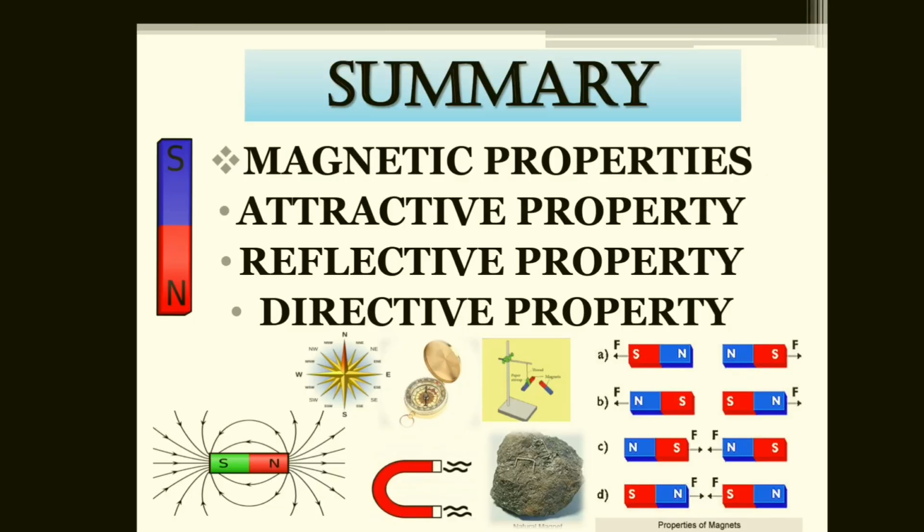Summary of the video: we discussed the magnetic properties. We learnt about the attractive property and the repulsive property. We saw that like poles will not attract each other, they will repel each other. Unlike poles will attract each other. And finally, we discussed the directive property of the magnet. These are the three magnetic properties: attractive property, repulsive property and directive property.